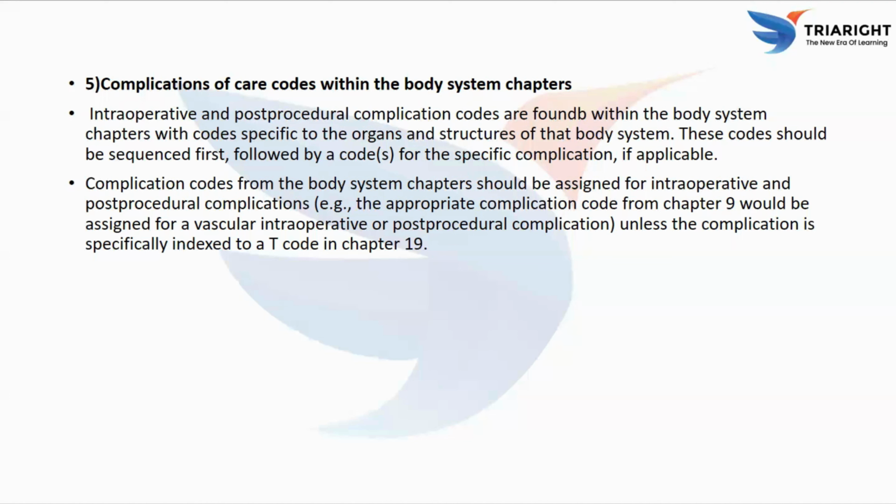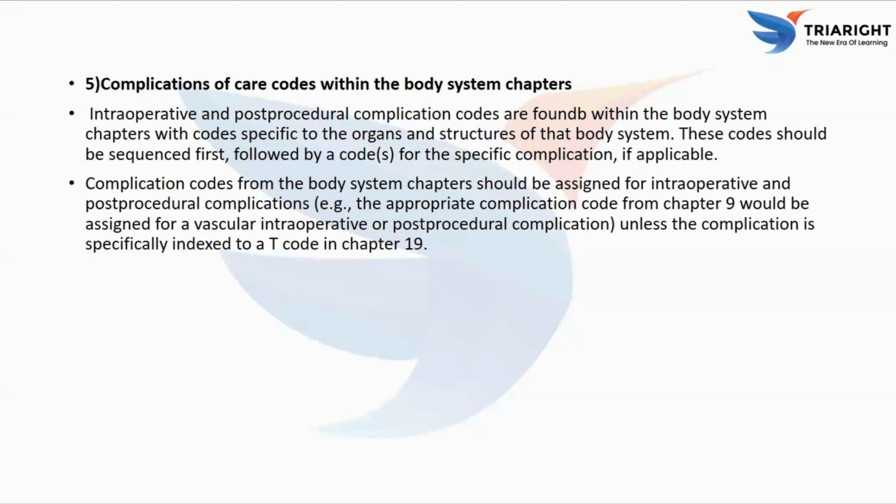So here is an example. It is a vascular complication documented in the record. So the complication is post-procedural thrombosis of the vein. So how do you code now? First, you have to assign a chapter 9 circulatory system code, and you should not automatically assign a T code.